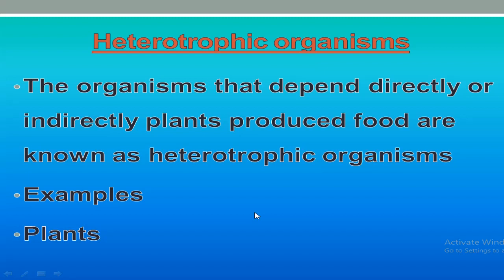This example is wrong. This should be animals. Animals are the examples for heterotrophic organisms. Some animals directly depend on the plant produced food. Some animals indirectly depend on the plant produced food, right?